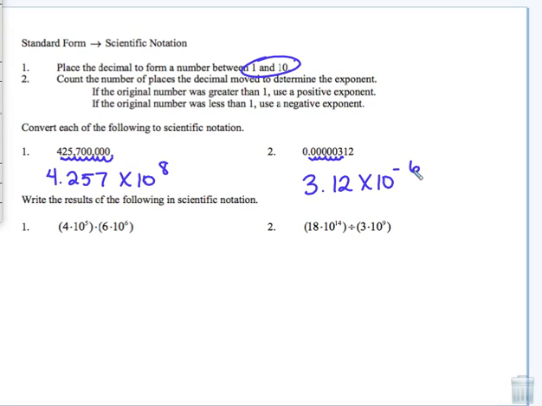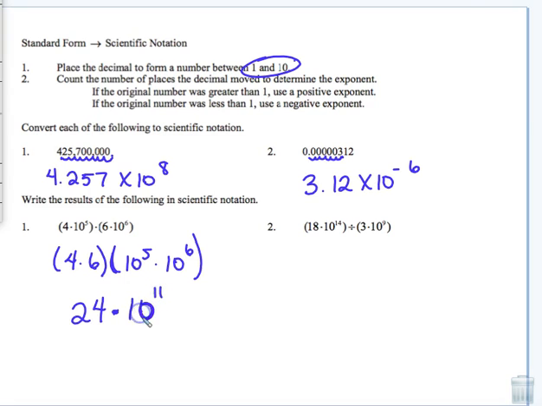Next part says, write the results of the following in scientific notation. And so we have 4 times 10 to the 5th times 6 times 10 to the 6th. What you can do to multiply these numbers, you can actually make it very easy on yourself. You can multiply the 4 and the 6, and you can multiply the 10 to the 5th times the 10 to the 6th. And that makes this problem much easier. So 4 times 6 would be 24 times 10 to the 11th, because we've done this several times this semester. When you multiply, you add your exponents.